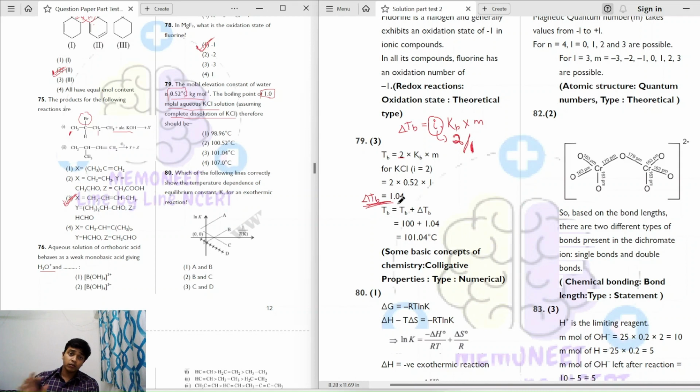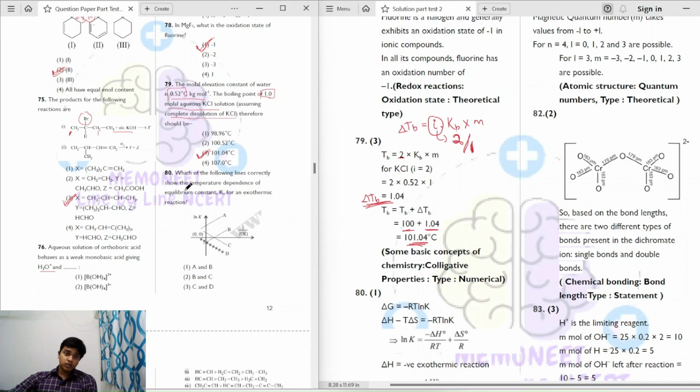Now we have to find the final boiling point of the solution. That will be 100, which is the initial boiling point of water, 100 degrees Celsius, plus the change which is occurring. So the final temperature becomes 101.04 degrees Celsius, which is in option 3.